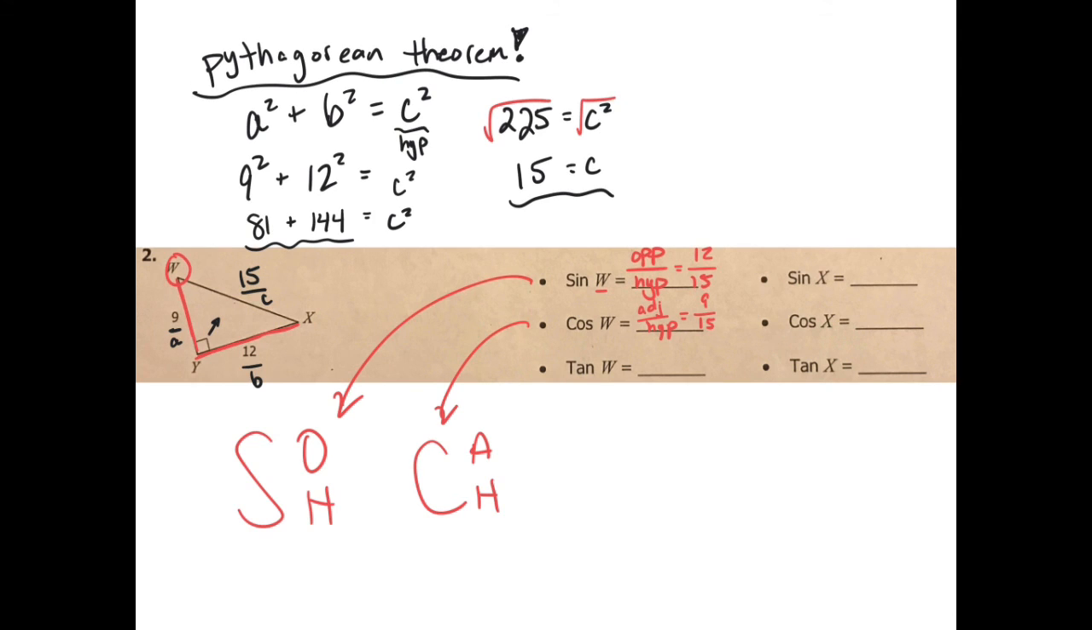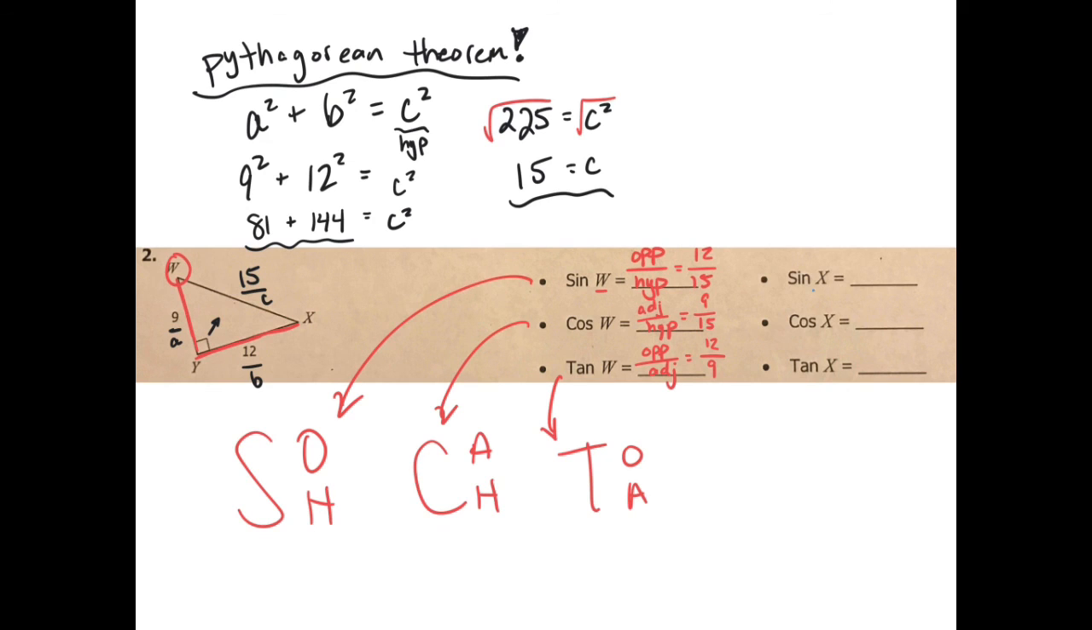And then last up, tangent of W. When I think tangent, I think TOA. So opposite over adjacent. And the opposite of W is still 12. It was 12 a couple seconds ago. It's still 12. And the adjacent is still 9. So there you go. Sine W, cosine W. There it is. And I know I could reduce all of those fractions, but you guys can do that. You're big kids.